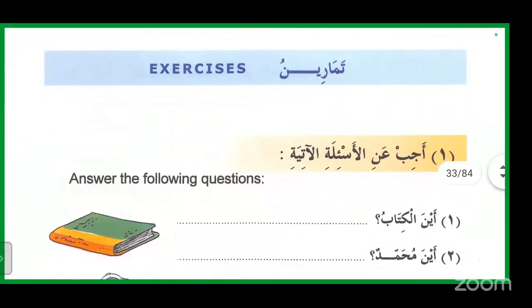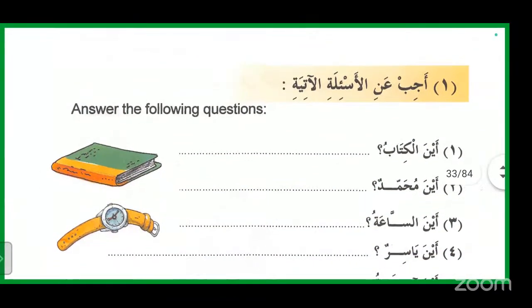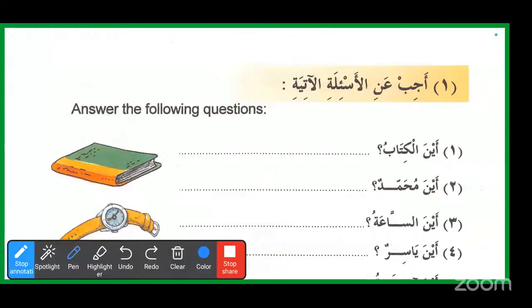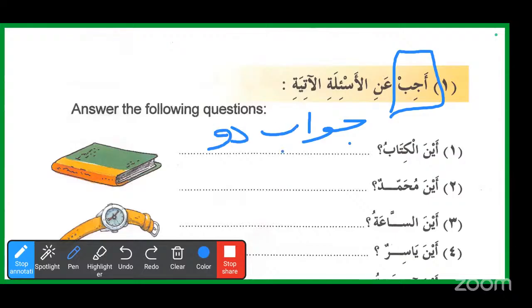Now we go to the lesson. Ajib. Add this word to your af'alul amr, your imperative list. Add this word ajib. Ajib means answer. In Swahili, we say jibu to answer. It's the same word, ajib or jibu. Answer, reply. Questions, answer. Verb.